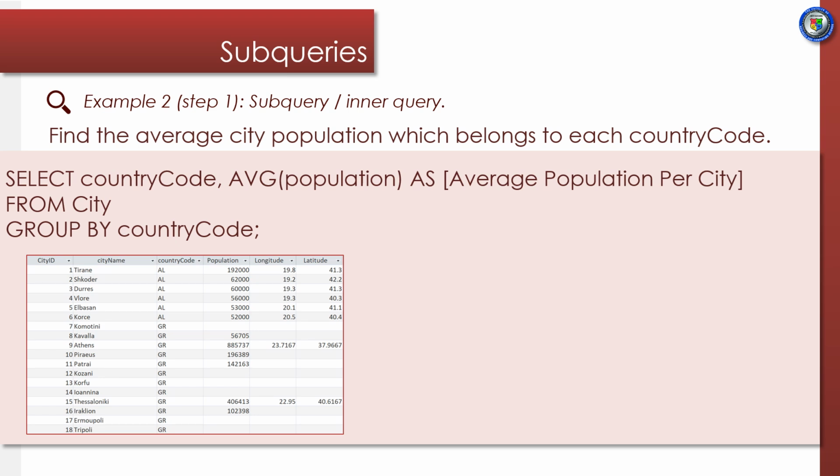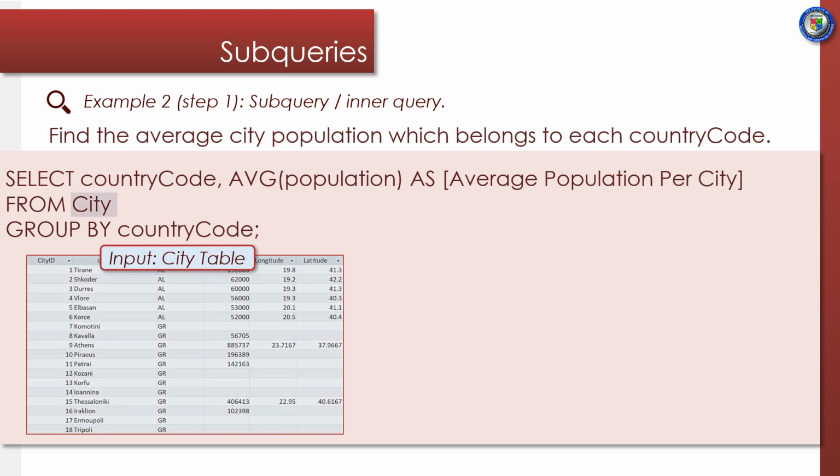So the first step is to create a subquery, which is going to find the average city population which belongs to each country code. And we're going to do that using a select query, where we are going to select country code. We're going to use an aggregate function, the average aggregate function, with the expression population, and we're going to assign it an alias as average population per city. And we're going to take that from the city table, and we're going to use a group by clause on the non-aggregate expression, which is country code.